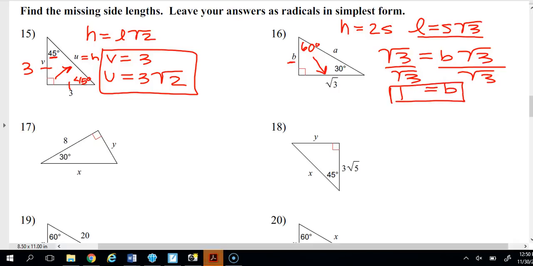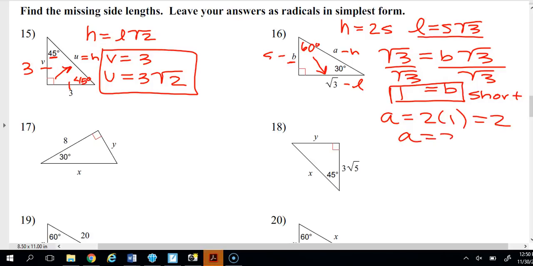Now we have to solve for the hypotenuse, and it says up here that the hypotenuse is 2 times the short side. Well, this right here is our hypotenuse. This was our long side. This was our short side. So our hypotenuse is a. So a is equal to 2 times our short side. We found our short side to be 1. This was our short side right here. So 2 times 1 is 2. So a is equal to 2.